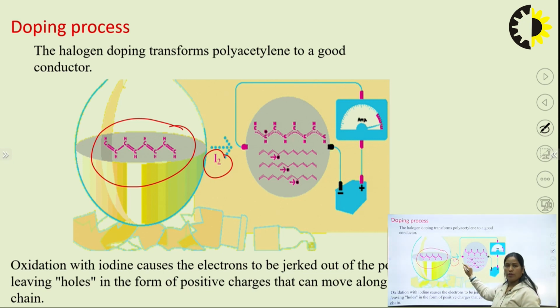Due to this iodine system, one electron jumps out from the acetylene molecule. When the electron jumps out of this acetylene system, a positive charge is generated. And due to the delocalization of this positive charge, this molecule becomes a very good conductor in nature. So here in this example, the delocalization of positive charge is shown.